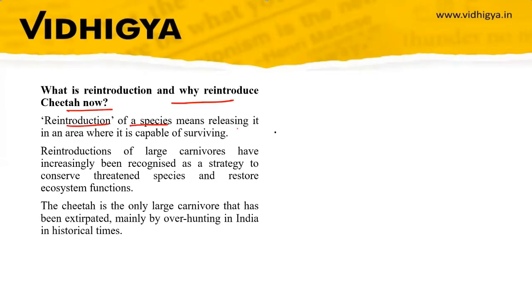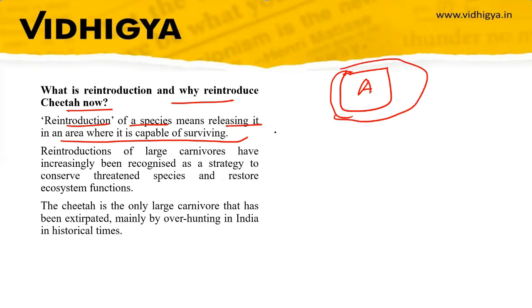Reintroduction of a species means releasing it in an area where it is capable of surviving. For example, this is a tiger reserve where the ecosystem is such that tigers can survive. However, say there were 10 tigers earlier, and because of poaching activities these 10 tigers were killed. Now there are no tigers. However, this place is capable of providing the environment required for the survival of tigers. So now the government can translocate tigers from another park to this park. That is called translocation to an area where the species is capable of surviving.